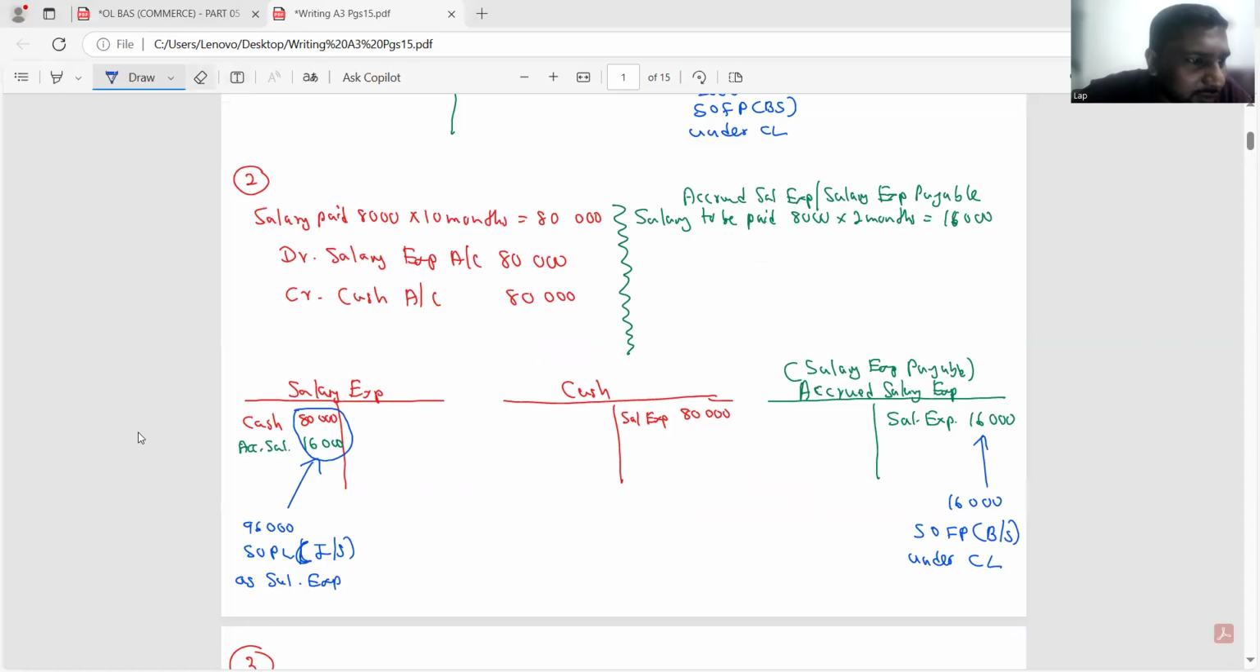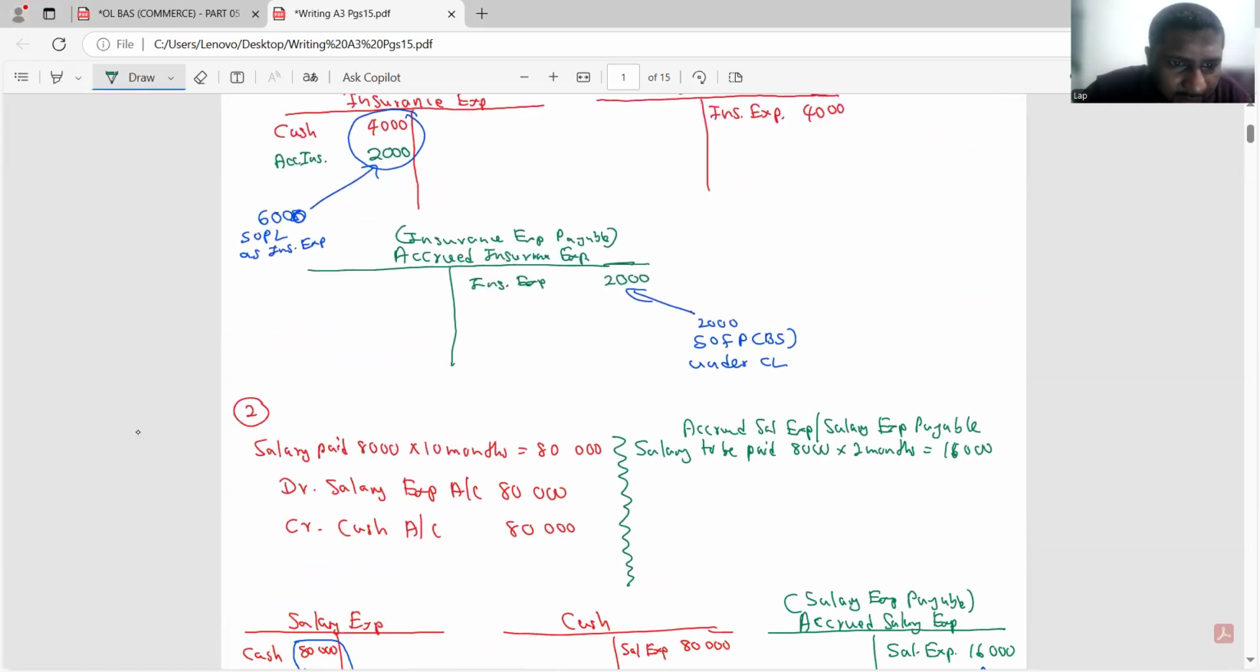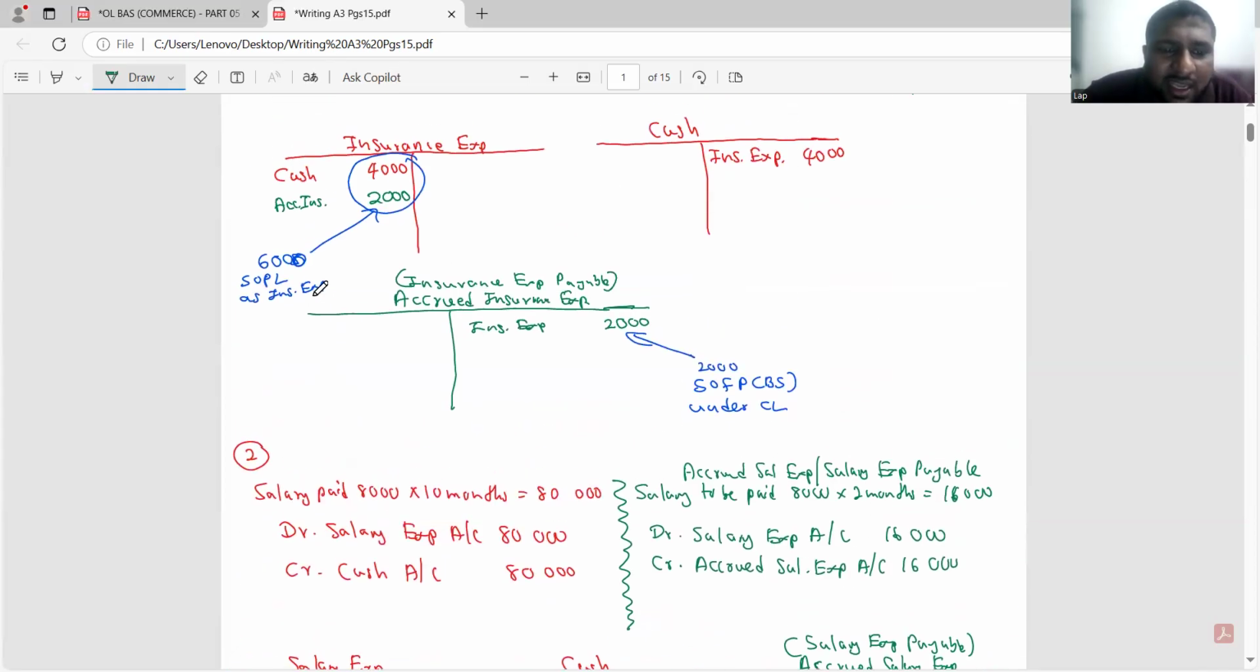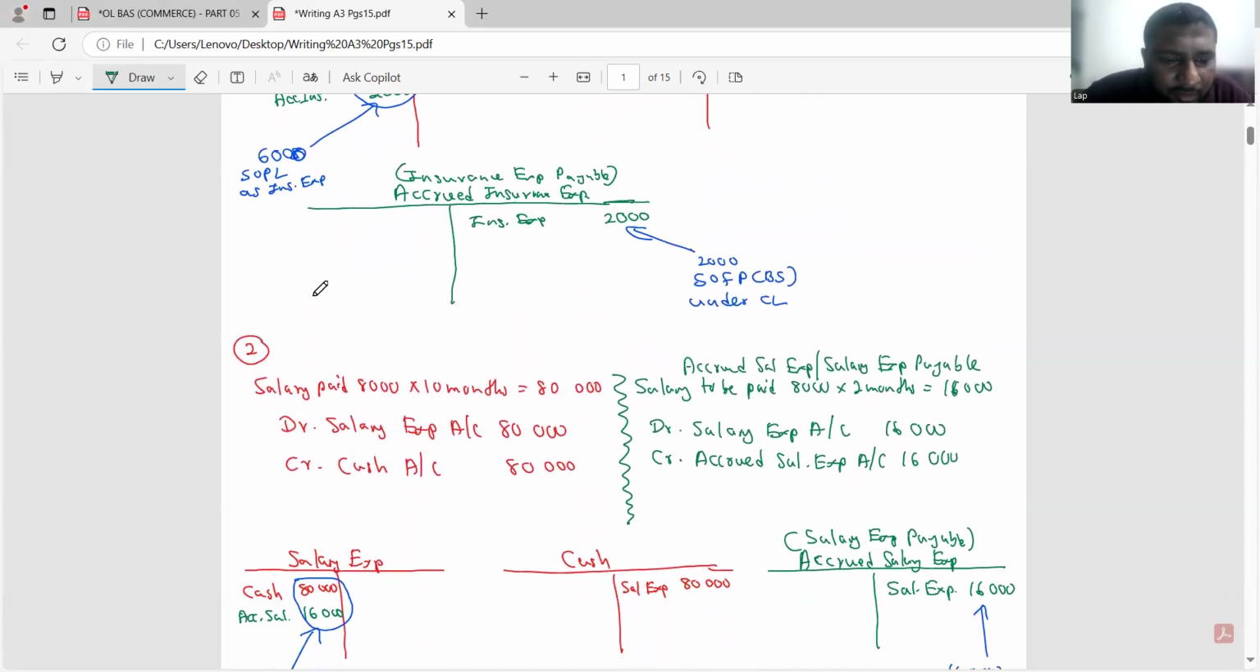So in the previous one also, we didn't write the journal entry. Shall we write the journal entry here? Here we have written it. For the previous one also, write the journal entry. Debit the salary expense account, 16,000. Credit the accrued salary expense account, 16,000. If not, salary expense payable, anything.